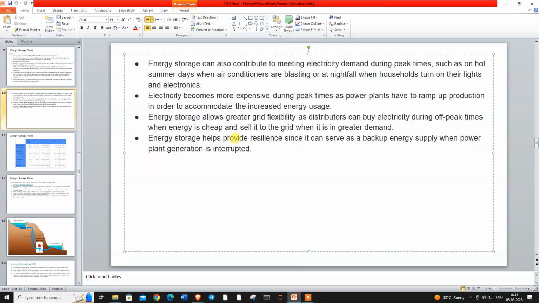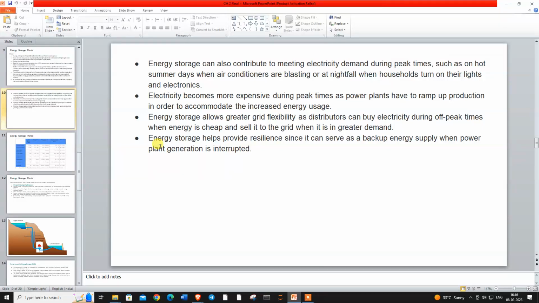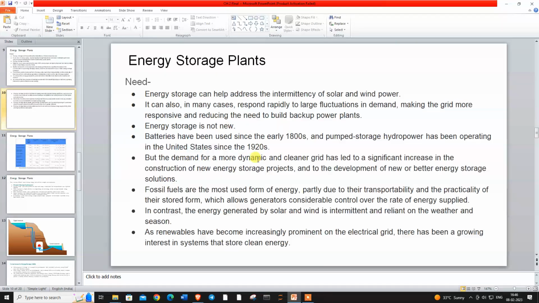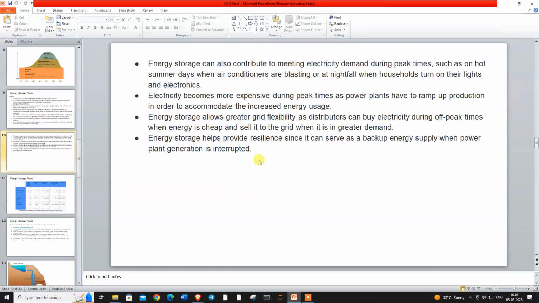Now, energy storage also provides resilience, since it can serve as a backup energy supply when power plant generation is interrupted. Suppose there is a coal power plant, thermal power plant, or even a hydro power plant, and there is some technical difficulty due to which the power plant shuts off. At that time we can use the energy storage to supply the grid so that the electricity at the consumer end will not be interrupted. So this is the need of why energy storage plants are used in this country and in other countries also.